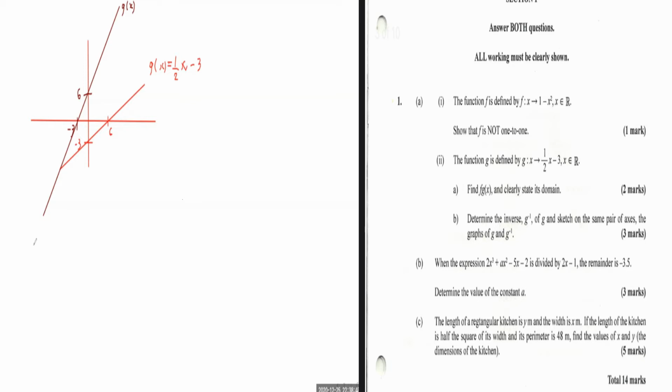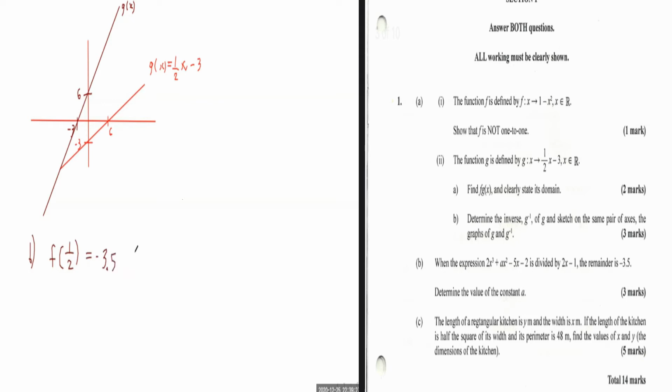Now let's look at part B of the question. Part B says, when the expression 2x cubed plus ax squared minus 5x minus 2 is divided by 2x minus 1, the remainder is -3.5. If the remainder is -3.5, then they're telling us that f of a half is equal to -3.5. That's all they're saying: f of a half is -3.5.